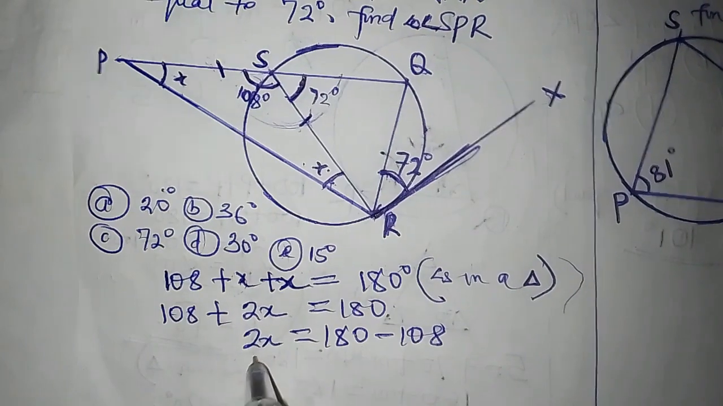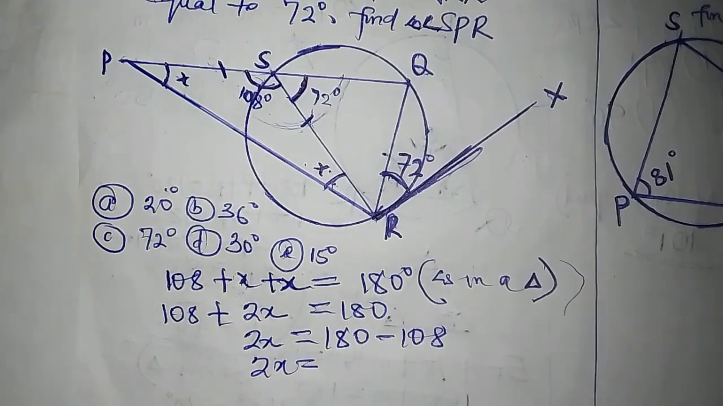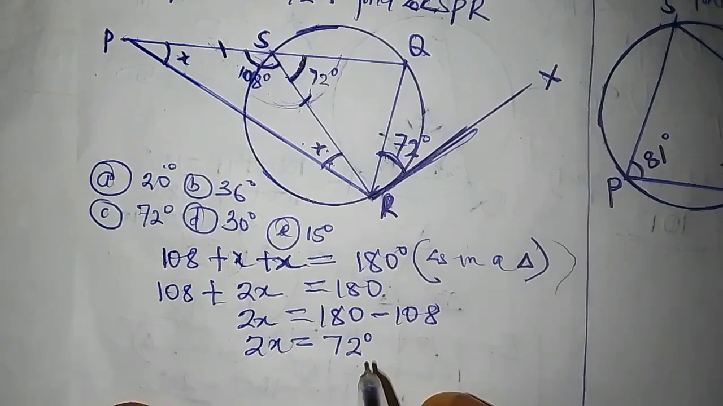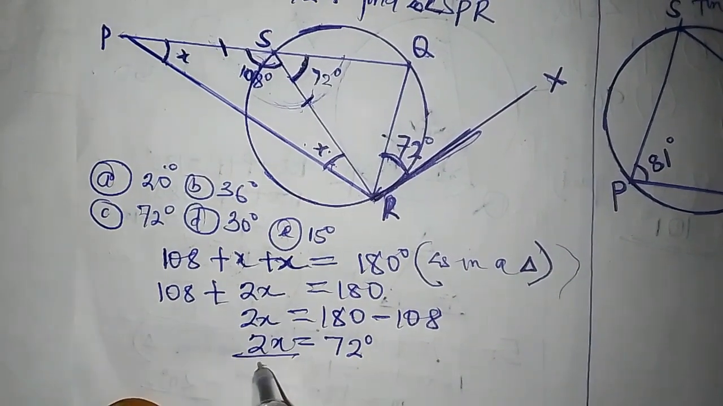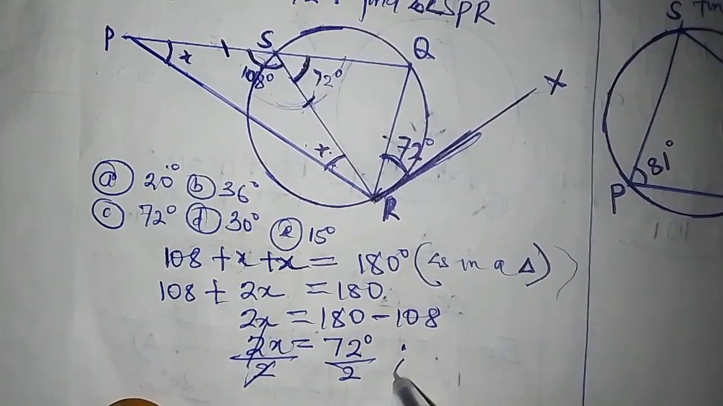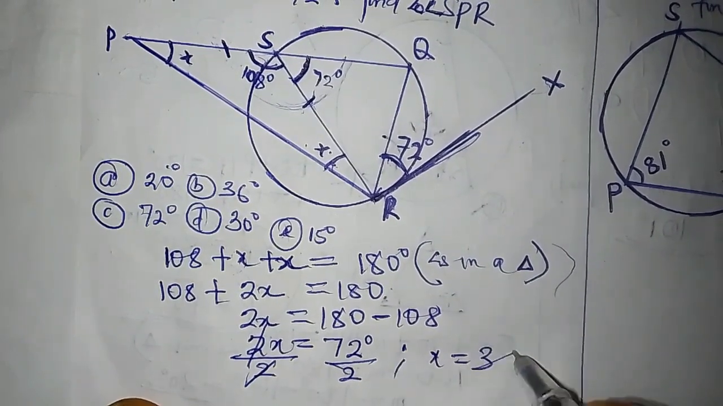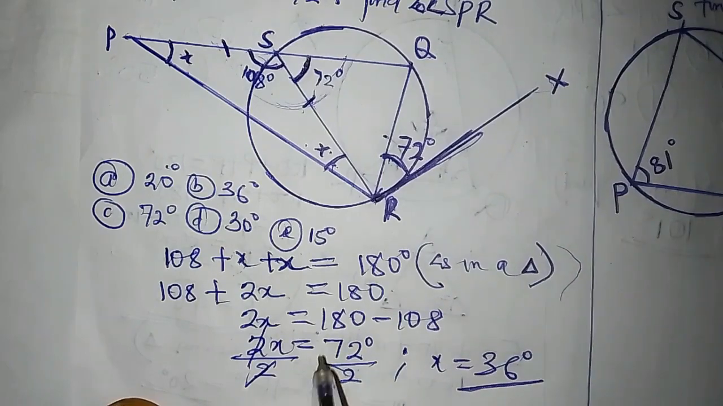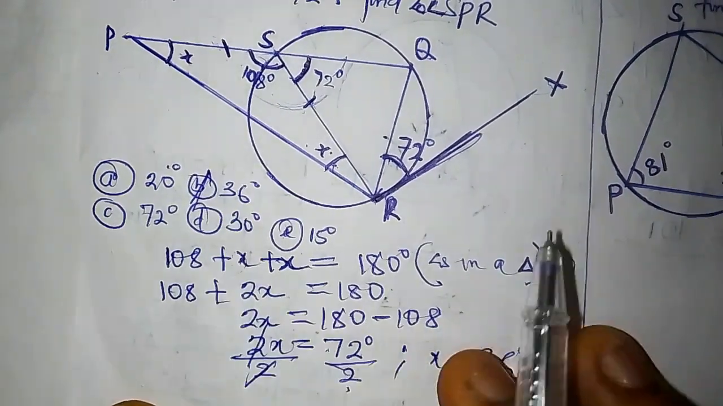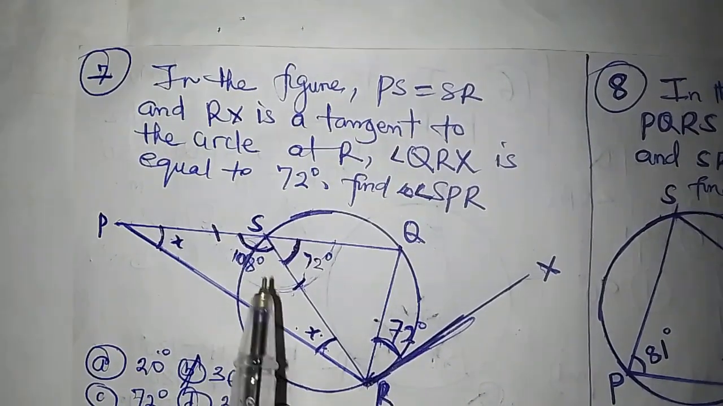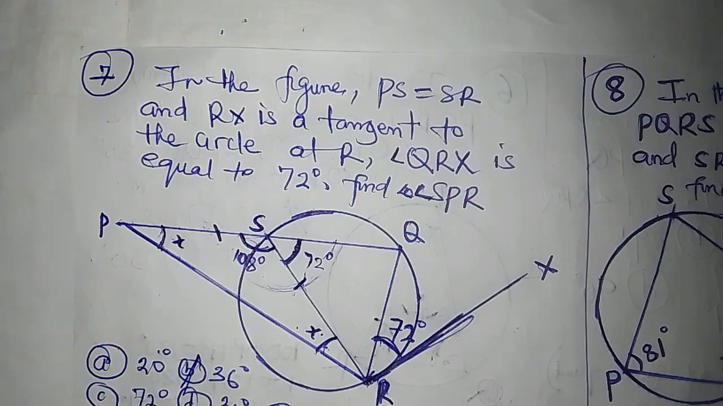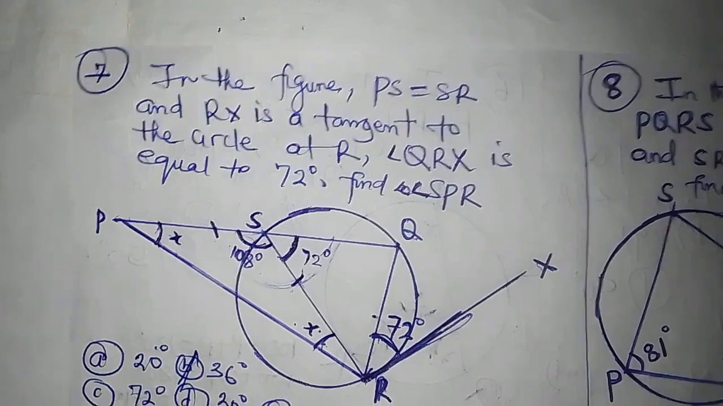Good. And 2X is equal to what? 72 degrees. To get X, divide both sides by 2. 2 cancel 2. Therefore, X is equal to 36 degrees. 72 divided by 2 is 36. And that we can see as option B. So, it means that angle SPR, this angle here is 36 degrees.